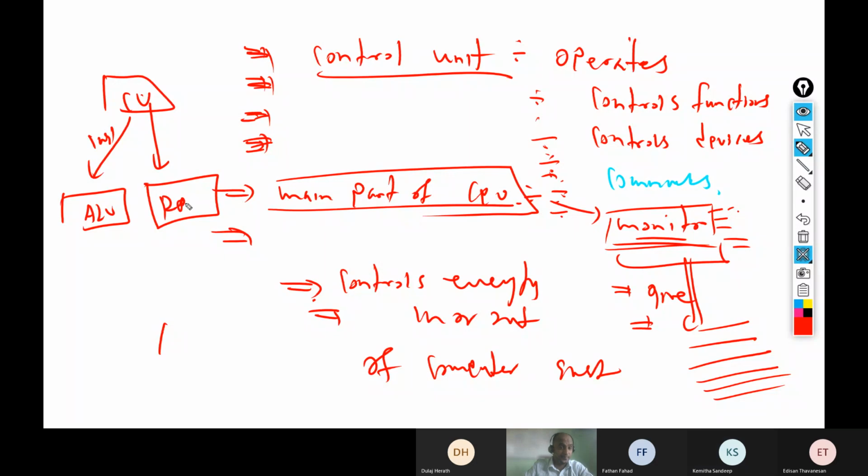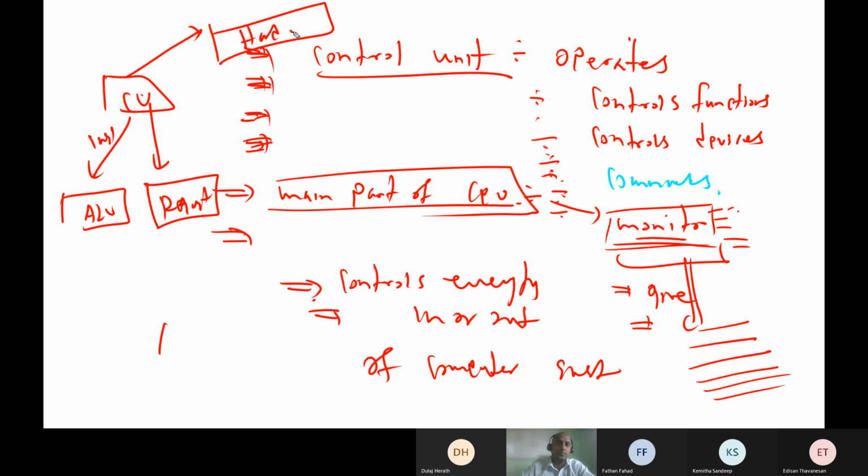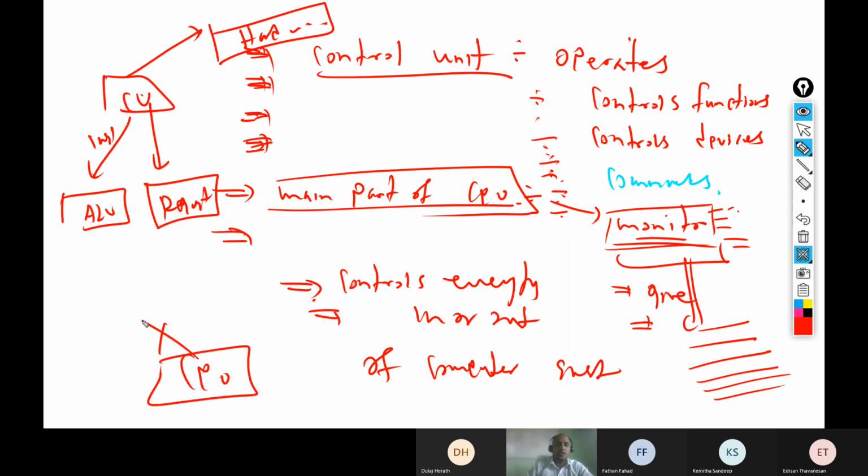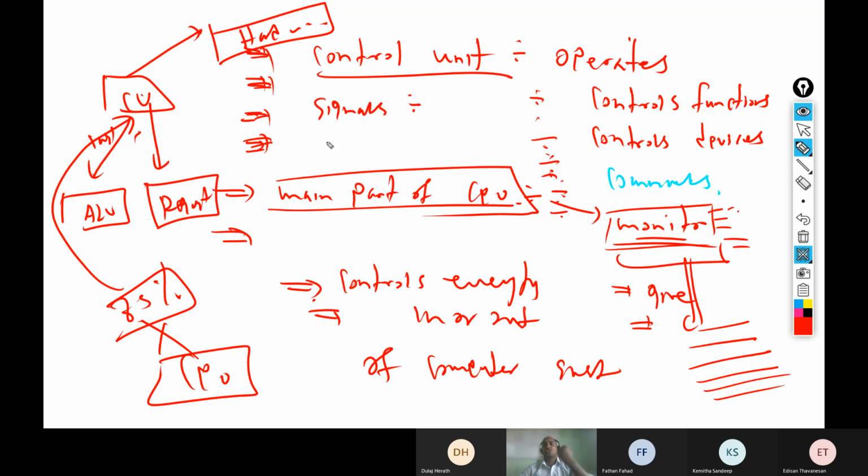Registers. The control unit gives instructions to the hardware and peripherals attached to the computer system. So when you come to the CPU, 85% of the main role is done by the control unit, right? And the control unit generates signals. Every instruction goes through a signal.